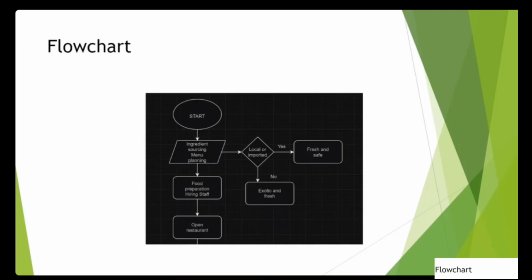Now we move on to the flowchart, which starts with ingredient sourcing and menu planning, where we asked if the ingredients were local, and the answer was yes, coming from the farmers market themselves. This is the food preparation and hiring of staff. As stated earlier, they have seven, and it's still running to this day very efficiently.